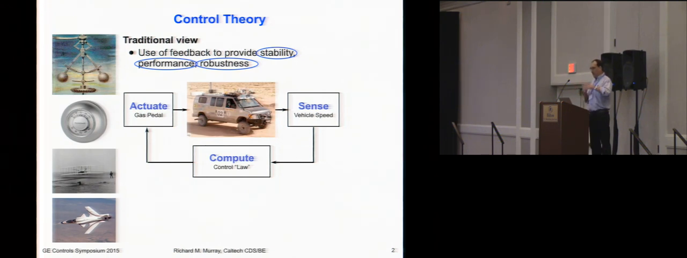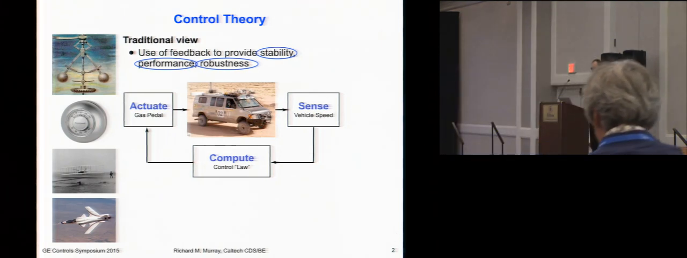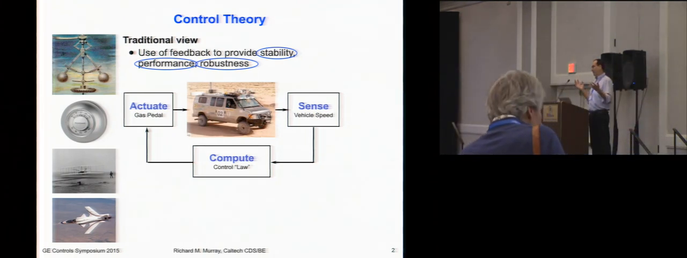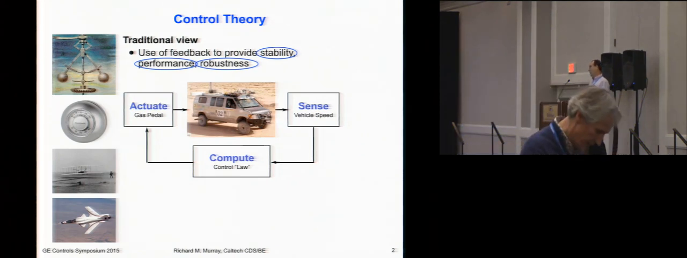And so the pictures that you see on the left are some of the pictures that the field sort of identifies, the Watt governor, right, that regulates steam engines, the thermostat that controls the temperature in this room, various aircraft types of examples, including very aggressive aircraft like the one on the lower left.